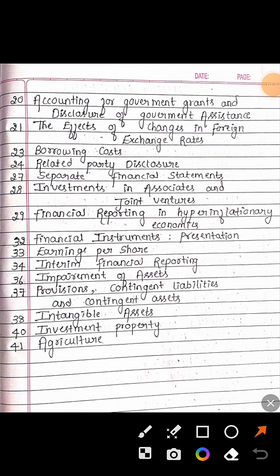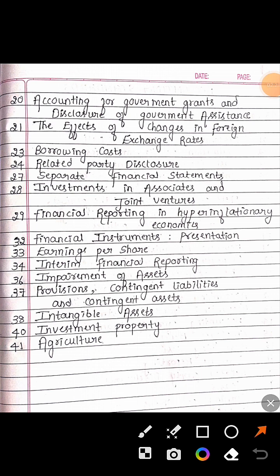So just revise it from Ind AS 36. Ind AS 36 is impairment of asset. Ind AS 37 is provisions, contingent liabilities and contingent asset. Please note here we are reading contingent liabilities first and then contingent asset.